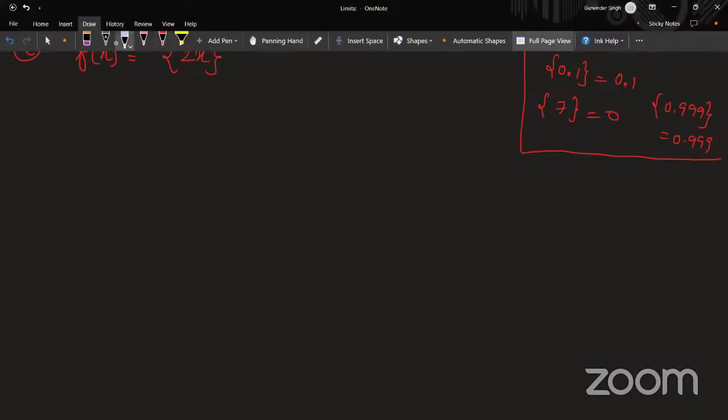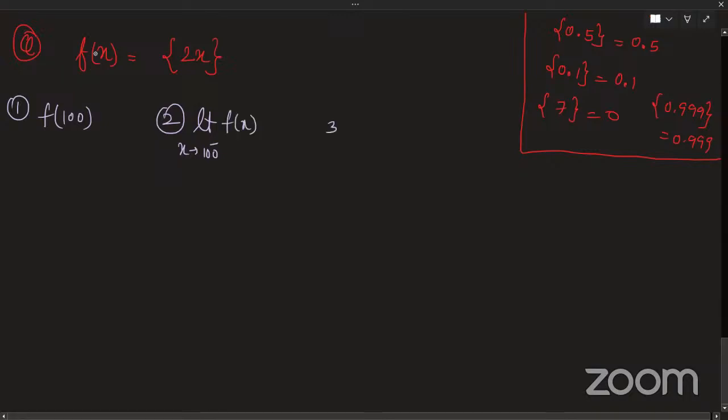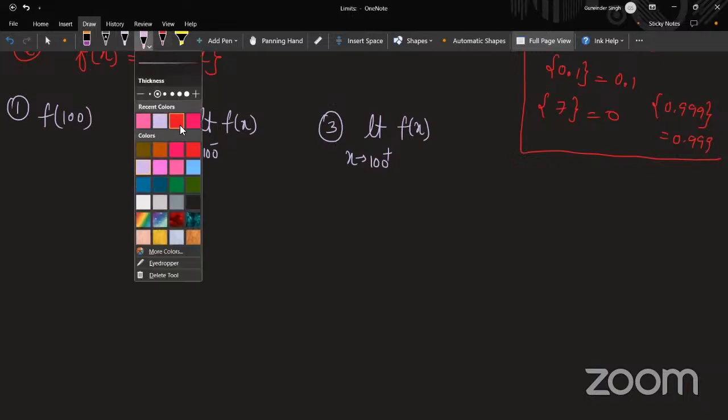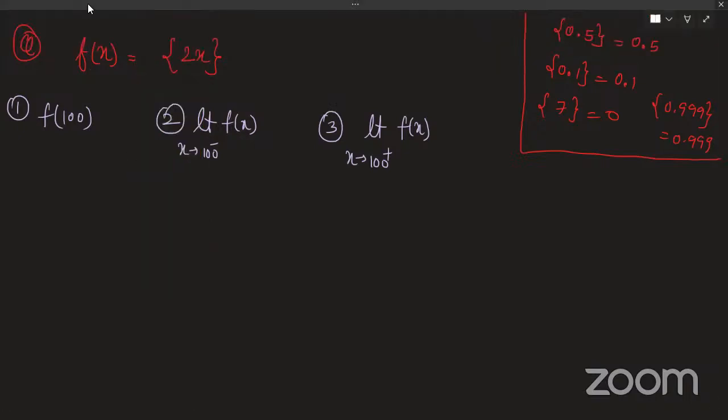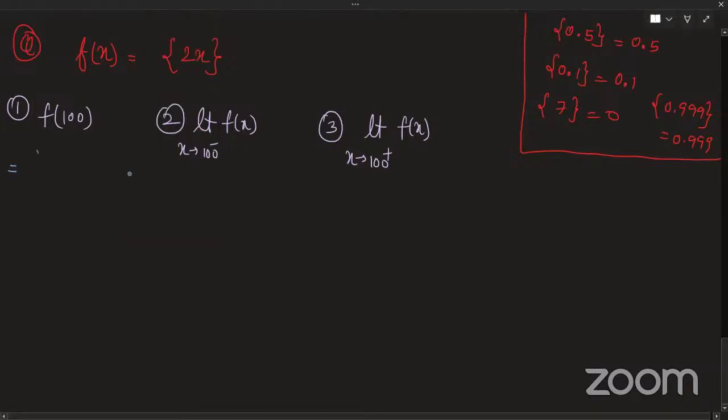So now I will ask you again 3 things. First will be f of 100, okay, so I'll take the same value 100. Second, limit x tending to 100 minus f of x. And third, limit x tending to 100 plus f of x. Let us see if you can do this. The first part is really simple. Let us do the first part first. F of 100 would mean fractional part of 200. What is the fractional part of 200? Zero, sir. Zero.